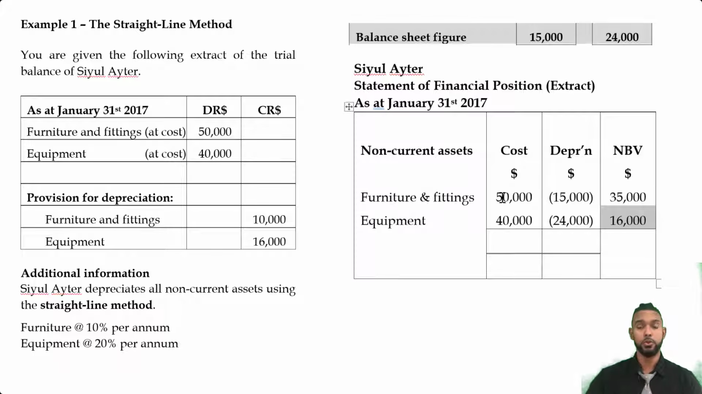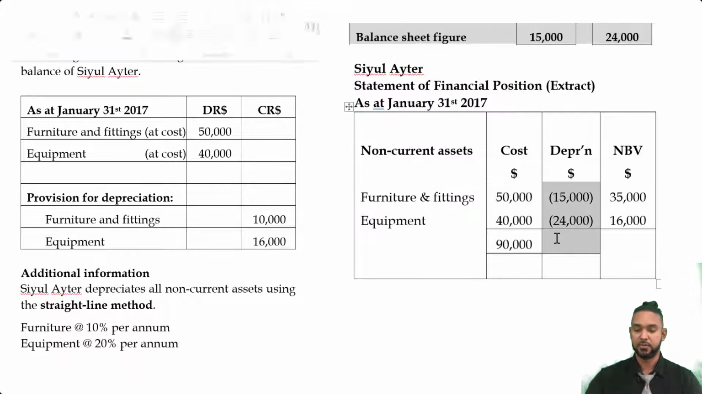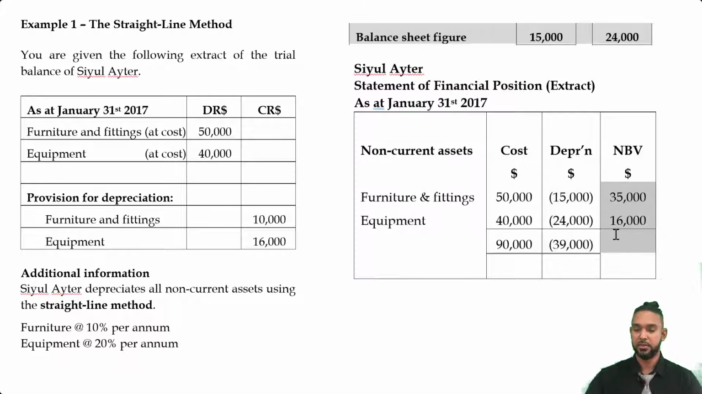Now, what we want to do is add the columns going down. 50 and 40 is 90, 15 and 24 is 39, 35 and 16 is 51. And if you go across, 90 minus 39 is 51. So you have a bit of a cross check. Going across must be the same as going down for the last column.